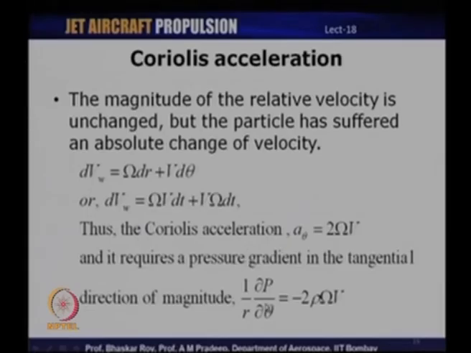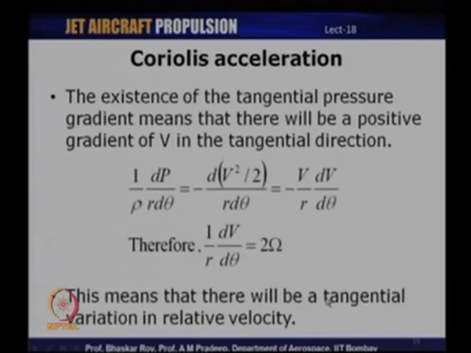If you remember our expression which we had derived earlier for pressure rise, and we substitute for the Coriolis acceleration there, what we get is that the pressure gradient in the tangential direction, that is 1 by r del p by del theta, is equal to minus 2 into rho into omega into v. So, what this means is that as a result of this Coriolis acceleration, we have a tangential pressure gradient, a velocity gradient.